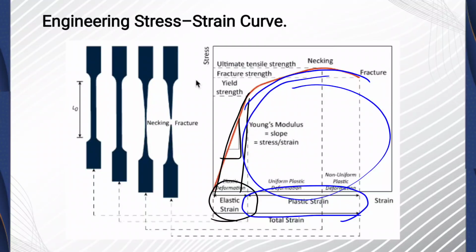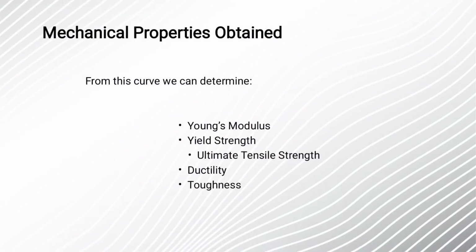So next, let us see their mechanical properties. From this curve, we can determine several important properties of a material. First, we see the Young's modulus. It is the slope of the elastic region and represents the stiffness of the material. Second, yield strength. This is the stress at which plastic deformation begins. Third, ultimate tensile strength or UTS. This is the maximum stress the material can withstand before necking.